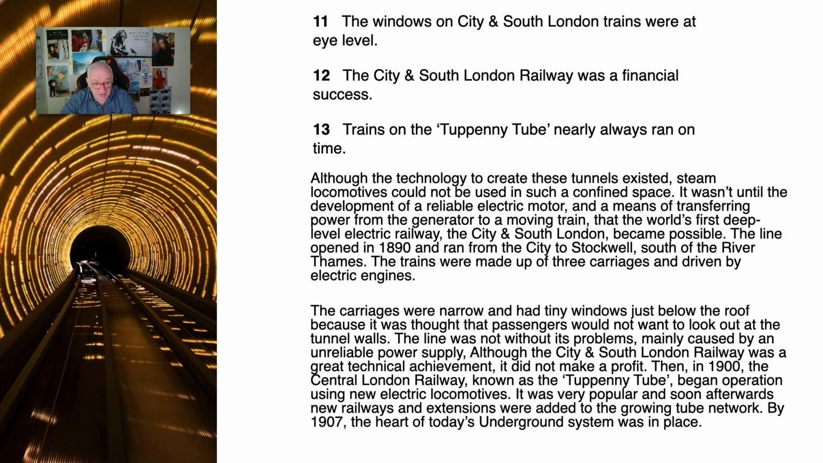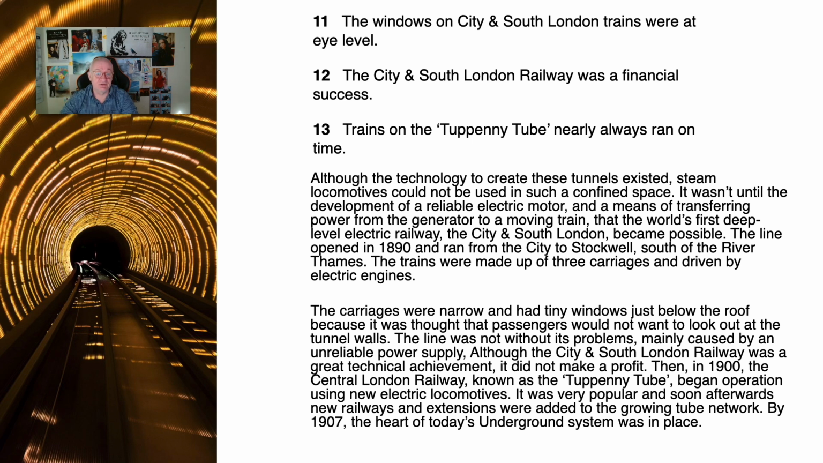I can't see anything in the first paragraph, but the second says it has tiny windows. Notice how I'm not trying to read everything. I'm just scanning for the information we're looking for. So, were these windows at eye level? Well, it says that the windows were tiny and just below the roof, because it was thought that passengers would not want to look out the tunnel walls. The answer to our question, were they at eye level, is no. Therefore, the answer is false.